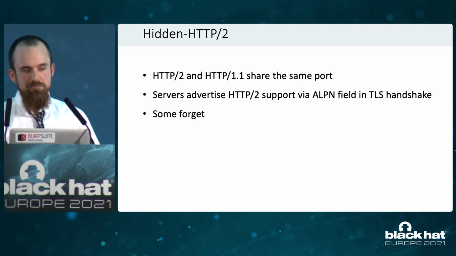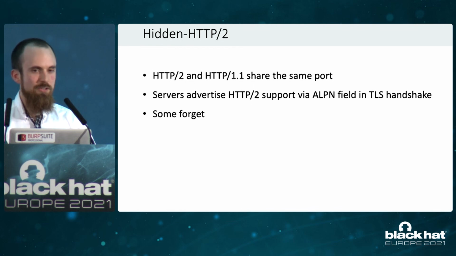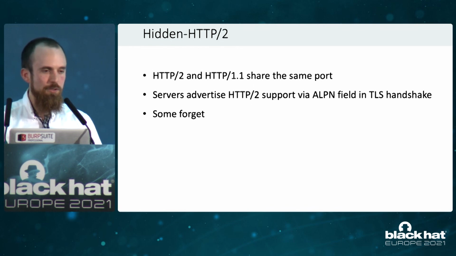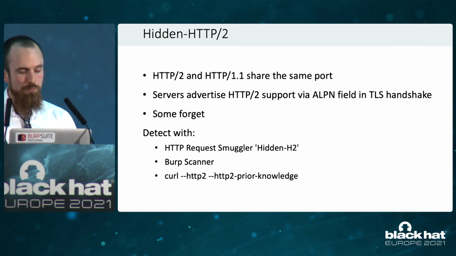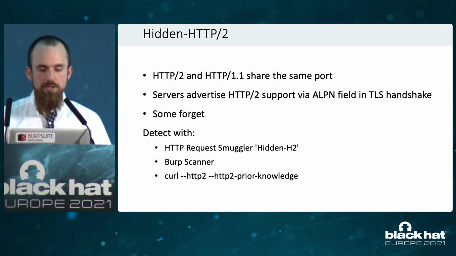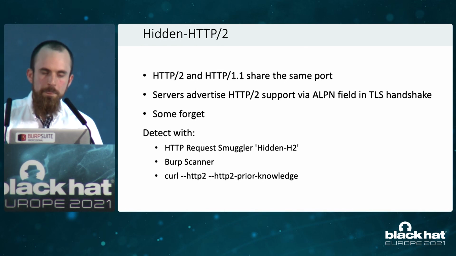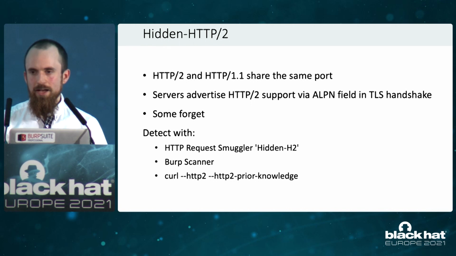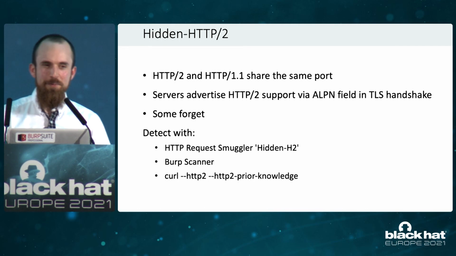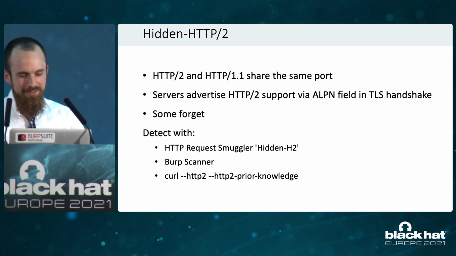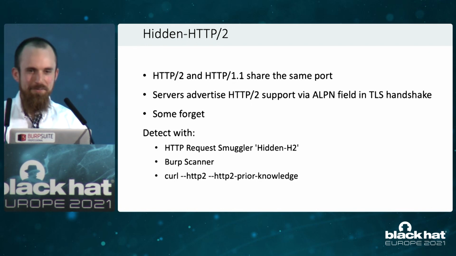But the good news is it's really easy to detect this. You just try and send a HTTP2 request regardless. And you can do that with the extension that I've shared. Burp Scanner will do it for you, and you can also do it just with curl using these command line flags. I found a site that had that behavior and was vulnerable to HTTP2-based request smuggling, but there was a catch there, which was I could only exploit other people that were using HTTP2, which was nobody because they weren't advertising support for it.